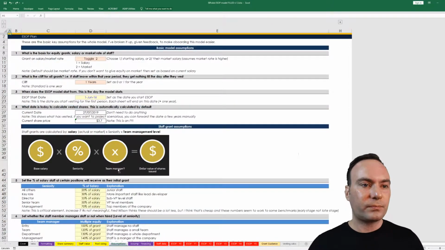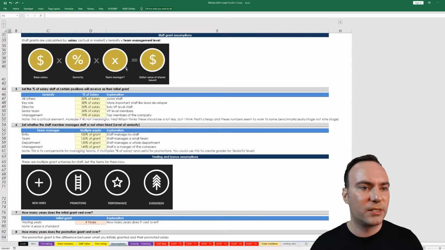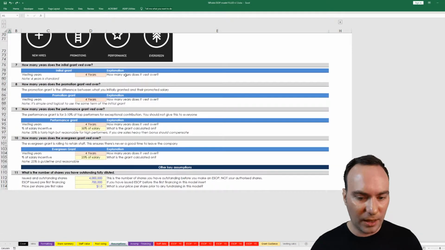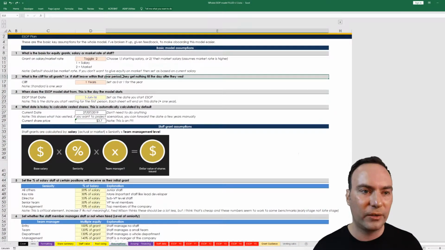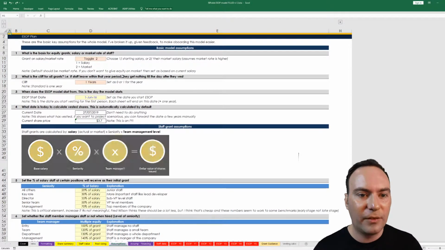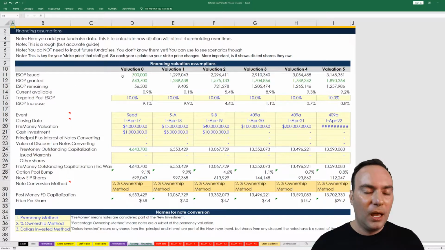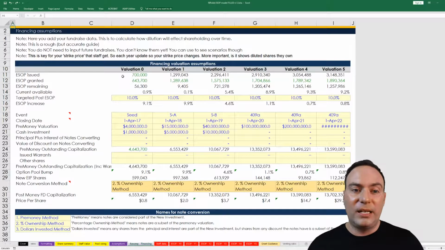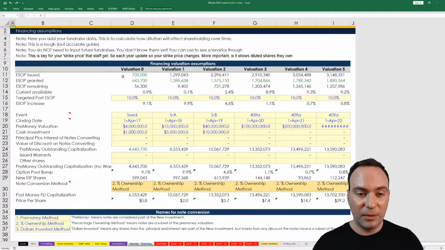Assumptions. We're going to spend time on this because this is really important, and this makes your model really easy once you fill out everything properly. So lots of assumptions that we'll go through, but these drive everything. And this is basically the structure of your ESOP. Then we have financing assumptions. The reason why you need these is because they're going to set the exercise price, the price per share that the staff are going to get when you grant them their options.